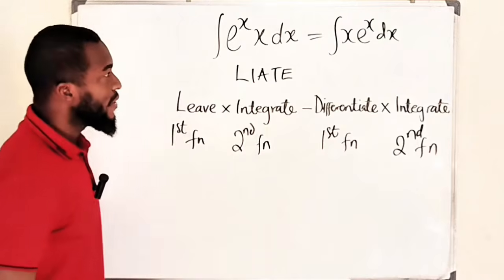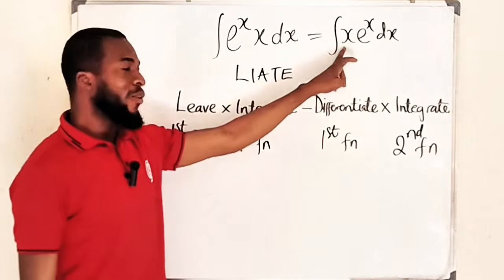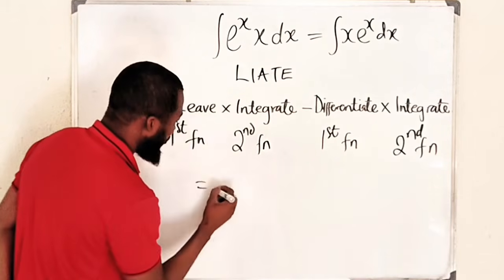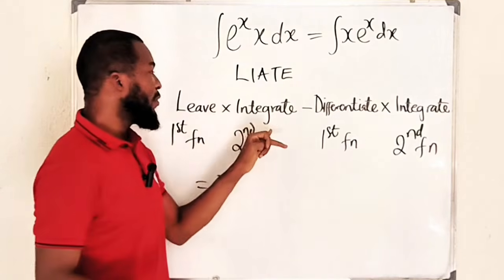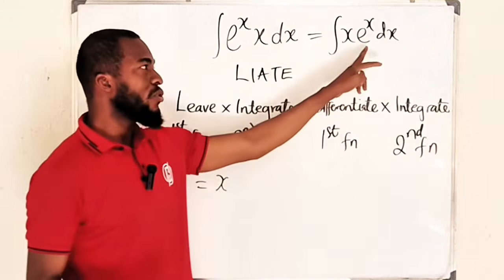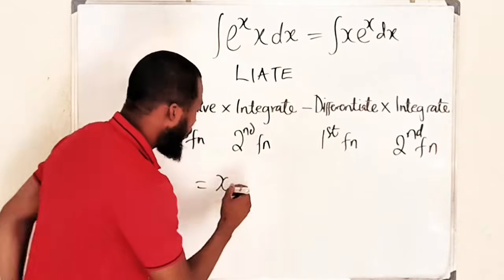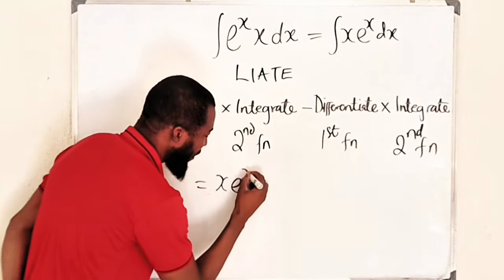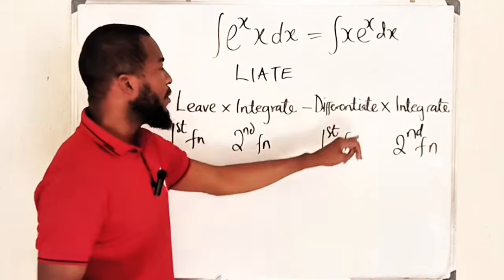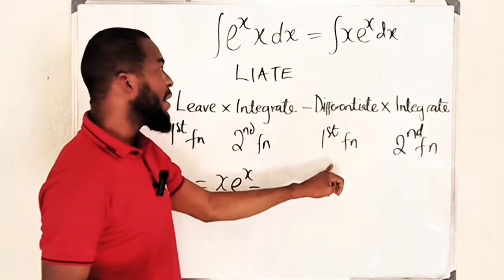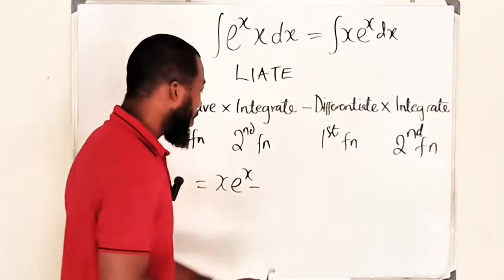So now let us integrate it. You leave the first function, meaning this will be x, times, you integrate the second function. We are going to integrate e to the x, which will not change it. It will remain e to the x. Minus, you differentiate the first function. The moment you differentiate x, you're going to get 1.